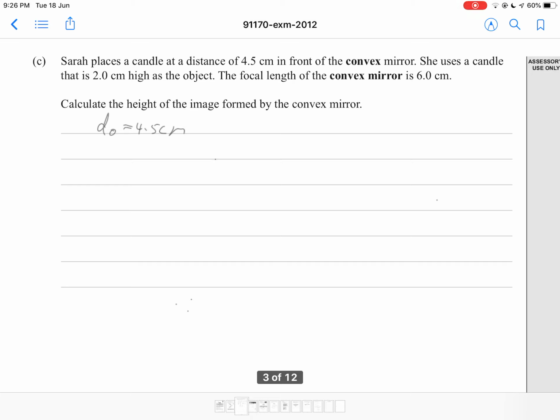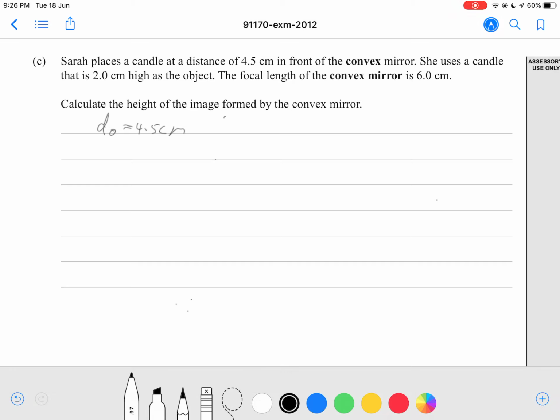that the candle is 2 centimeters high, so our height of the object, which is HO, is equal to 2 centimeters. The focal length of the convex mirror is 6 centimeters. Just remember, in a convex mirror, we will always use the focal length as a negative number. So our focal length is not 6, but negative 6 centimeters. So what is the height of the image formed by the convex mirror? We don't know our HI, height of image.